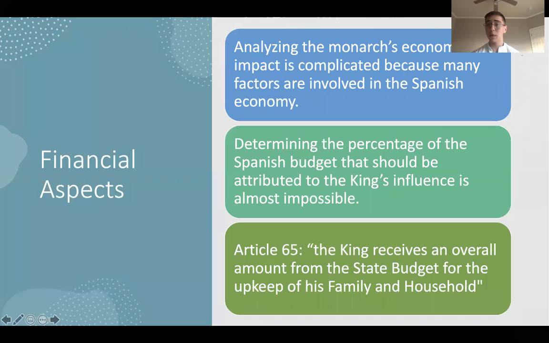All right, let's talk about the financial aspects. It is almost impossible to analyze what we can attribute to the king of what comes to Spain and what the monarchy provides to the economy, because it is very complicated. So determining the percentage of the budget is almost impossible. And so what we can do is analyze the cost of the monarchy. And in Article 65, it says that the king receives a state budget every year to decide what money needs to be attributed to this institution.